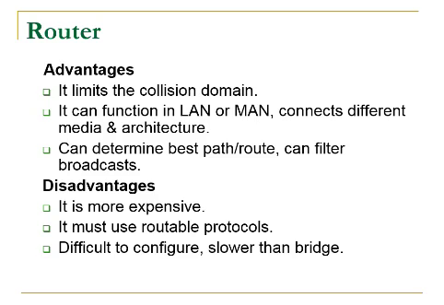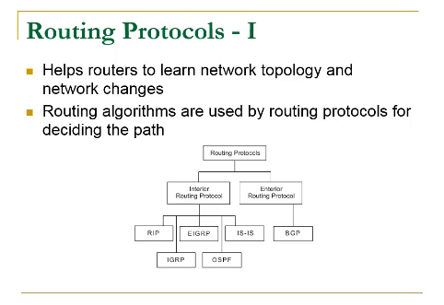The disadvantages of a router are that it is more expensive, it must use a routable protocol, it is difficult to configure, and it is slower than a bridge. Then, it helps the router learn network topology and network changes. Routing algorithms are used by routing protocols for deciding the path. So this is the diagram.